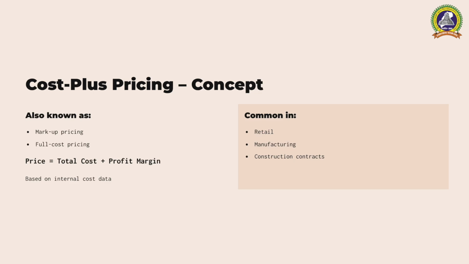Every price quoted guarantees that the expenses are covered. Now, third, it is simple. In industries like construction or government contracting, where the final output is unique or undefined, this method provides a clear, justifiable way to bill the client.